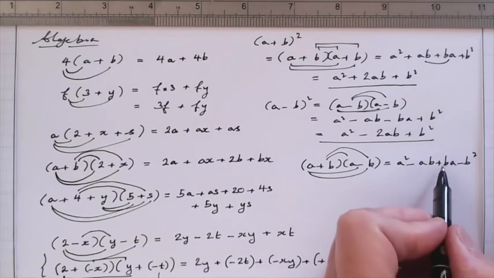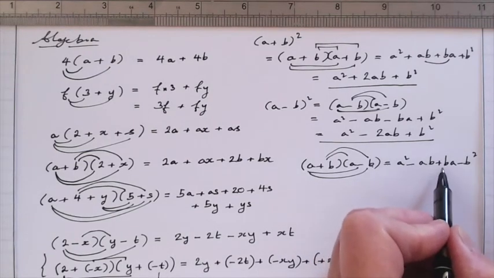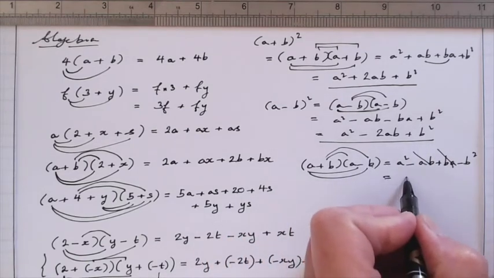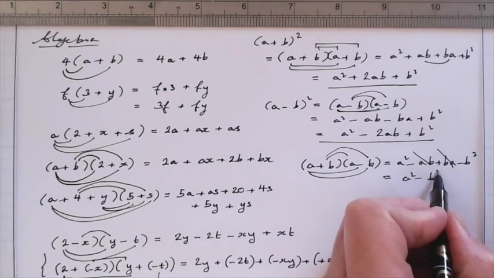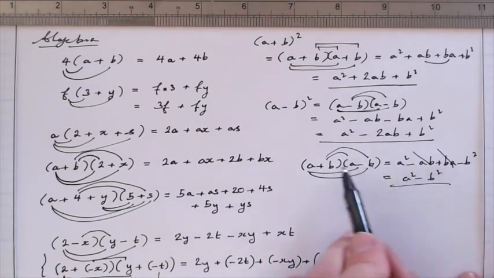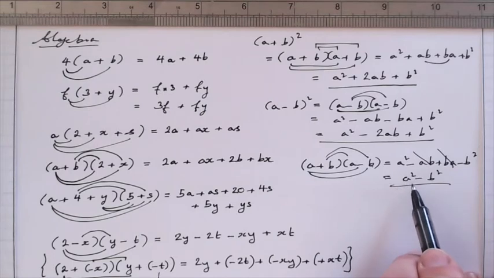And now you see that the ba is the same as ab, and so we have minus ab plus ab, and those two terms cancel, and we're left with a squared minus b squared. And I would also recommend that you commit this one to memory. This is called the difference of two squares.